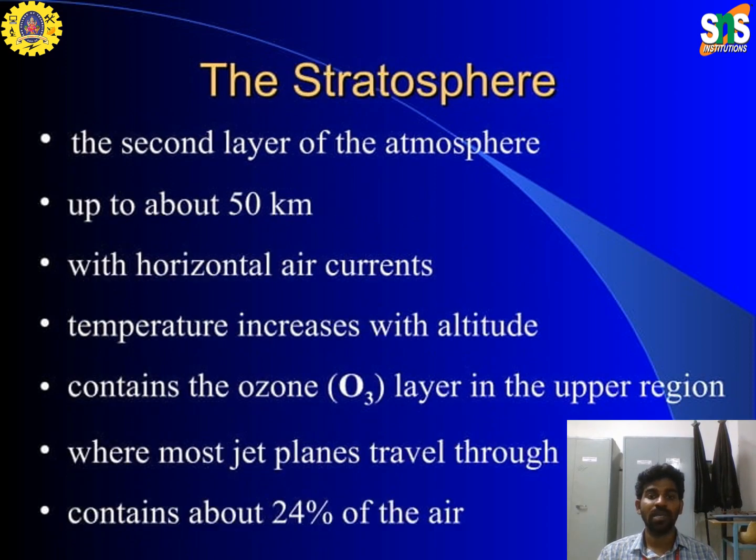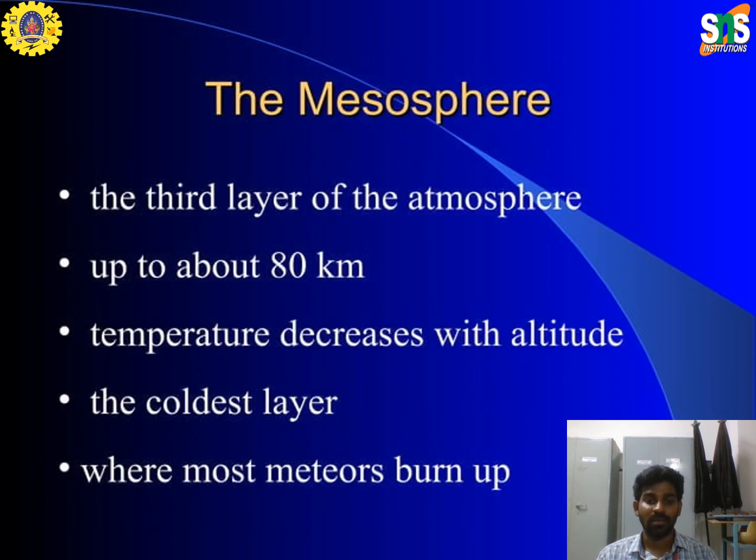The stratosphere is located from the earth up to about 50 kilometers. This is the second layer of the atmosphere. Here there are horizontal air currents, and the temperature increases with altitude. It contains the ozone layer in the upper region, where most jet planes travel, and it contains about 24% of the air.